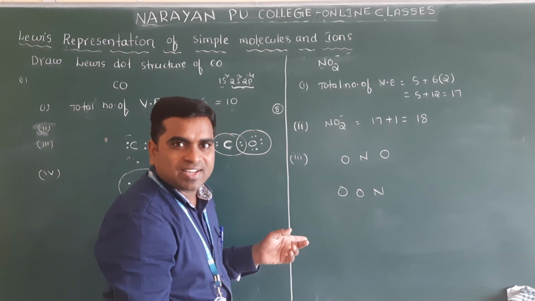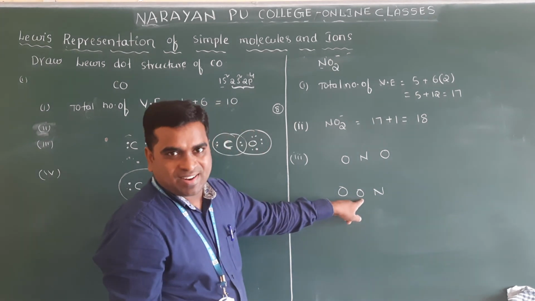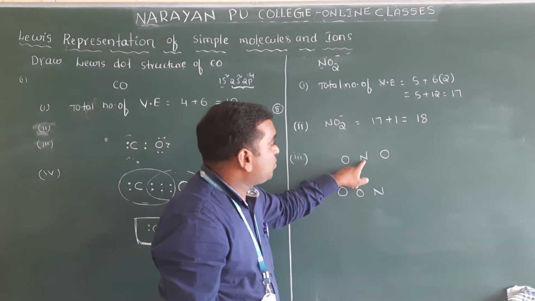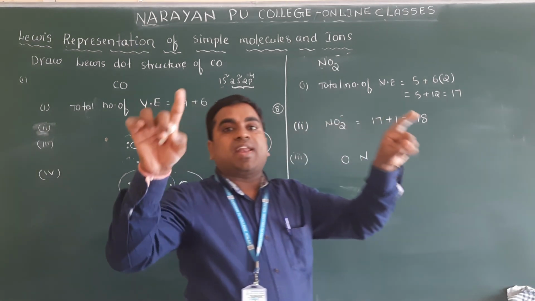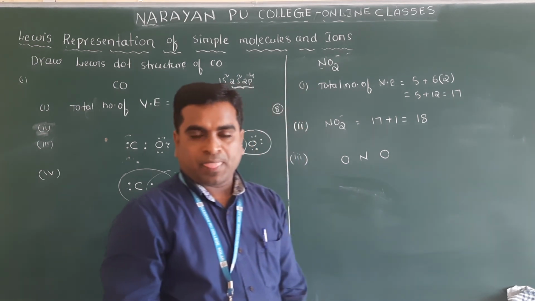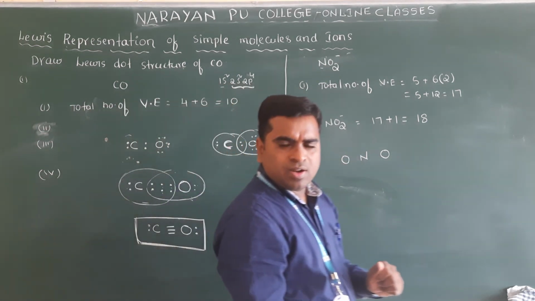Why should you not write like this? Because we have the central atom. If you write like this, oxygen becomes a central atom here. Got my point? But which one should be the central atom? Nitrogen. Around that nitrogen, you have to arrange the remaining atoms. Got my point? So that is nitrogen. Clear? Now you have written.